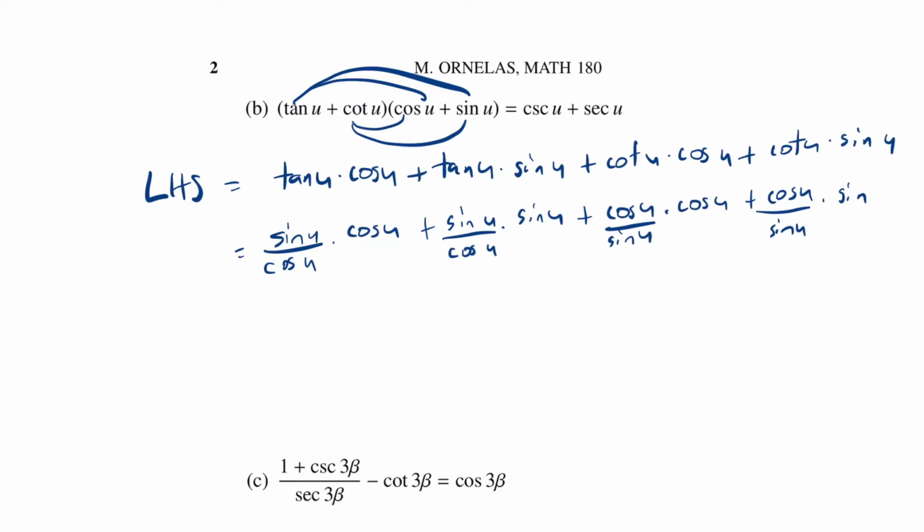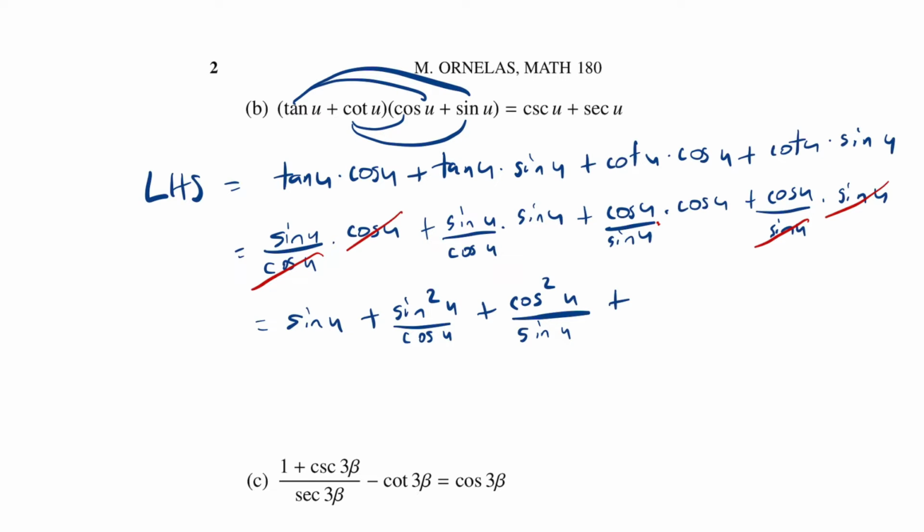And now let's see what simplifies. Well, the cosines here cancel. Not that one. The sines here cancel. And these we need to multiply. So we will end up with sine of u plus sine squared of u over cosine plus cosine squared of u over sine u plus cosine of u. Okay, so notice that you have two terms on the right side, and we have four terms. We need these four terms to turn into two terms, so we're going to have to combine a couple of these.